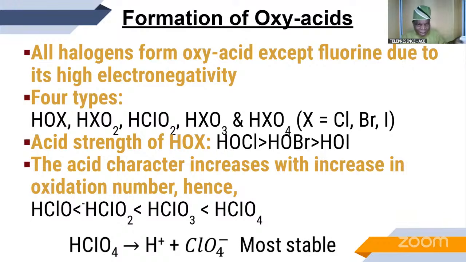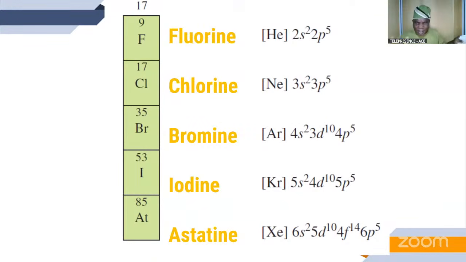And that is why you have fluoride ion attaining neon configuration, chloride ion attaining argon configuration, okay, while bromide ion attains krypton configuration, and so on.